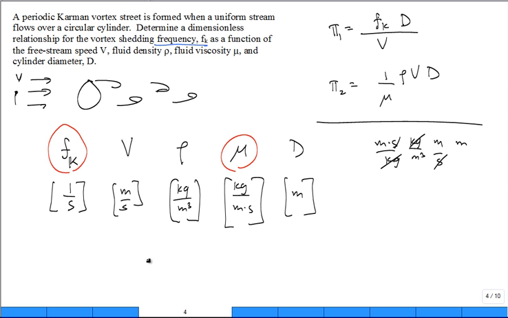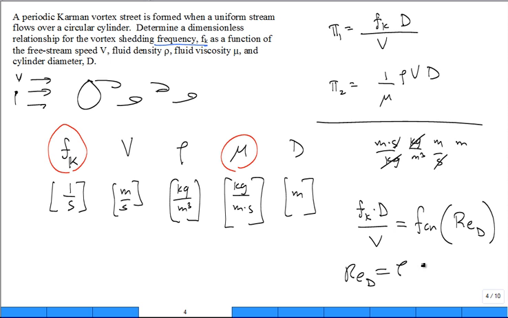So what we find is that the vortex shedding frequency times diameter divided by the fluid velocity, we expect to just simply be a function of the Reynolds number based on the diameter. And the Reynolds number based on the diameter is the rho of the fluid, velocity of the fluid, diameter of that cylinder divided by the viscosity of the fluid. And again, you chose the fluid viscosity just because it's the more complicated. It has 1, 2, 3. So I want to build a pi group around the more complicated one.